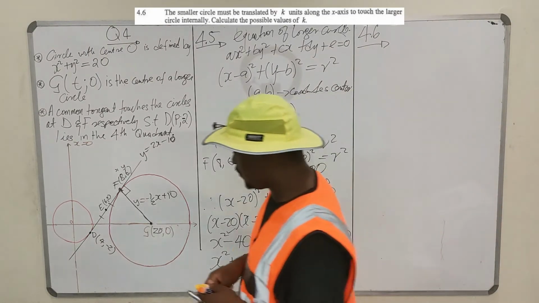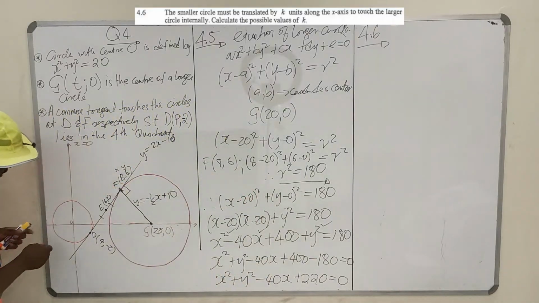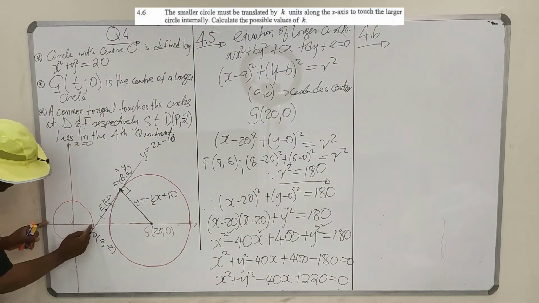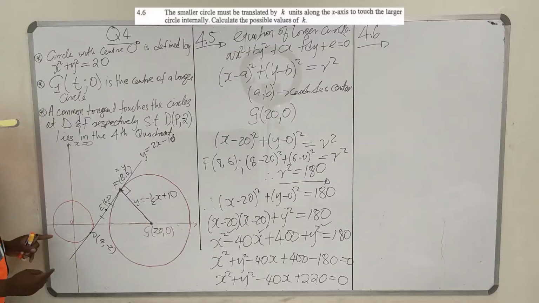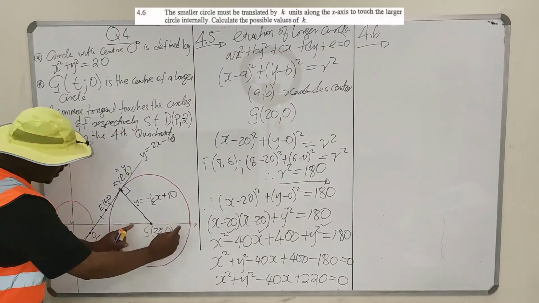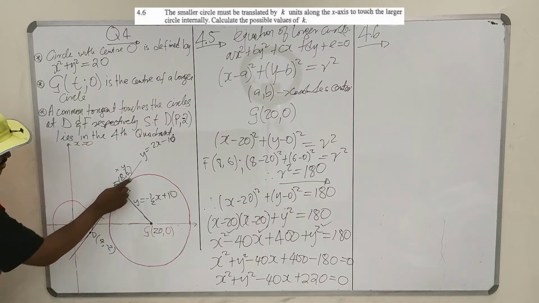Okay, so now, what are they saying? They're saying this small circle must be moved, right? K units to this side so that it touches this circle internally.